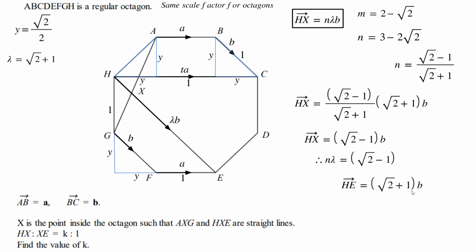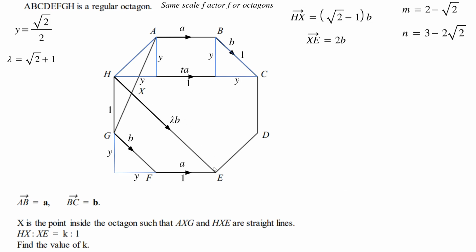So he is root 2 plus 1 b because it's just lambda b, obviously. So this, take away this, gets us xe. Okay, do that, xe therefore equals 2b. So the ratio of hx to xe is root 2 minus 1 to 2.